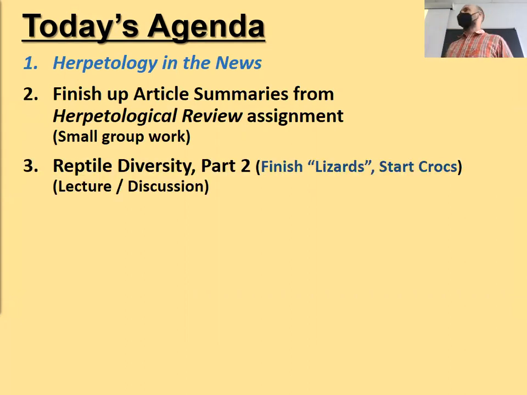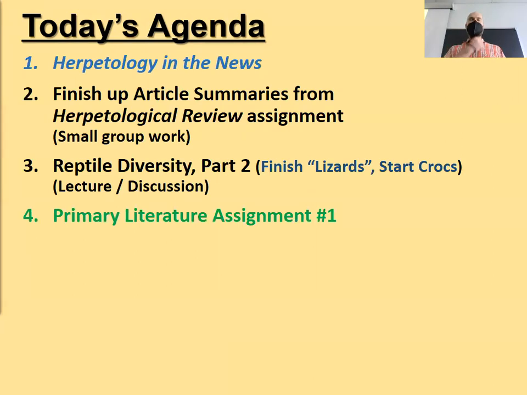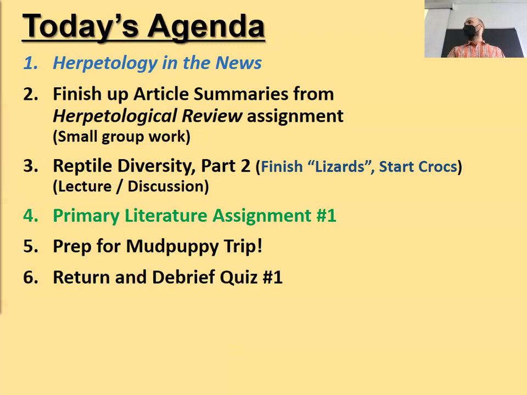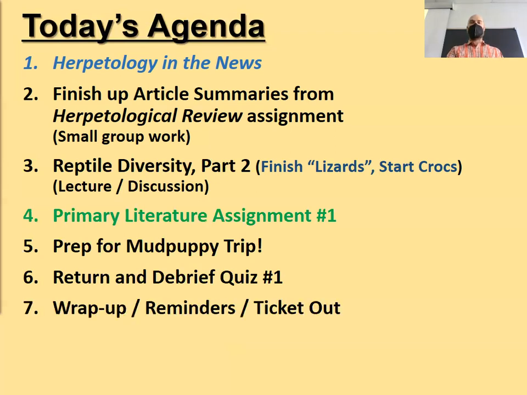Then I'm going to lecture for a little bit, continuing on our overview of reptile diversity. We'll finish up talking about quote unquote lizards, and then we'll start into crocodilians if we have time. And then I'm going to go over your first primary literature assignment. You'll notice in your syllabus you had 3 primary literature assignments, each worth 25 points. I'm going to set you up for the first one today. Then we're going to talk about our mudpuppy trip for tomorrow. Finally, I have quiz number 1 to give back to you, and we'll debrief your scores and go over that. Then I've got to tick it out with some questions for you. So, busy day today, lots going on, which is always fun. We'll take a break somewhere in there, depending on how things go.